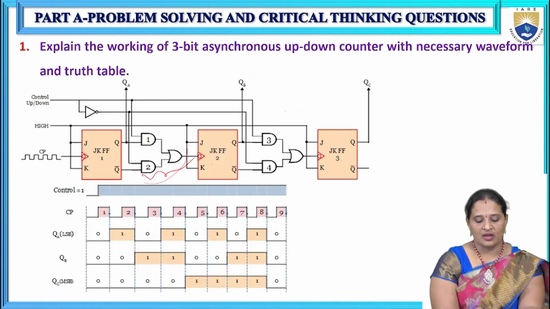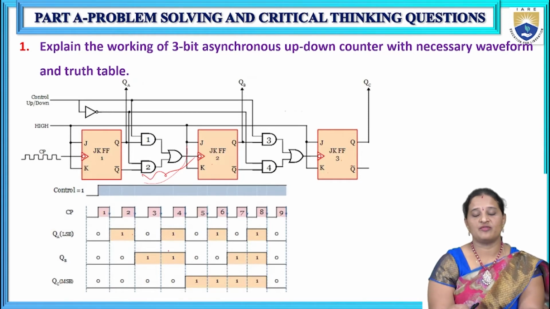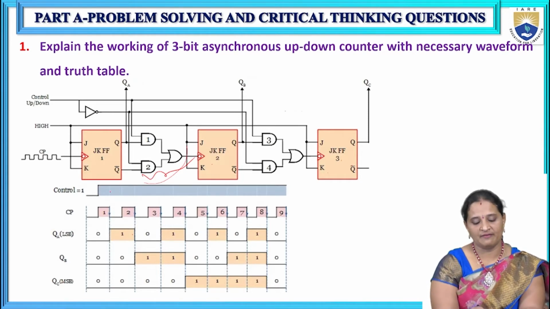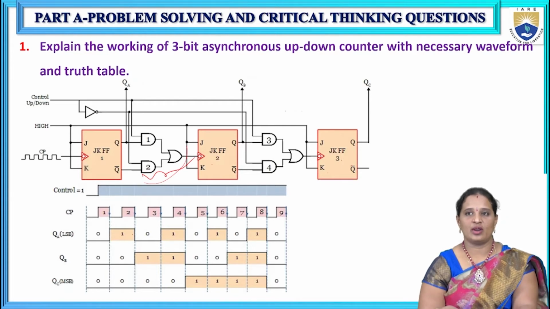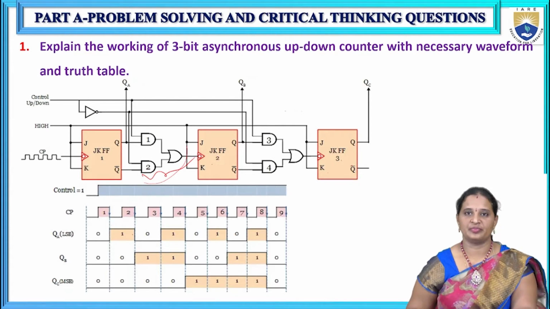So here the control input is logic 1. This is MSB and this is LSB. It is performing up counting operation. If the control input is 0, it performs the down counting operation. So that is how you have to answer this question.